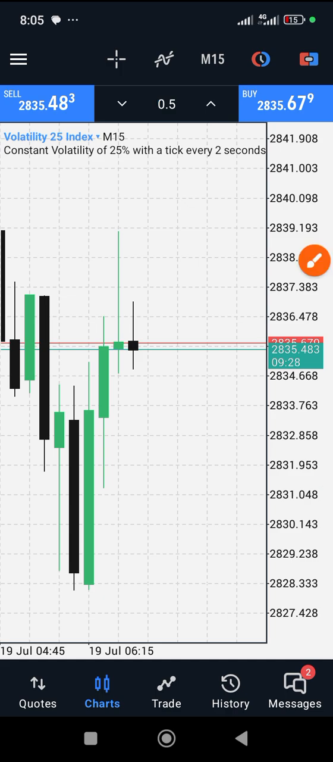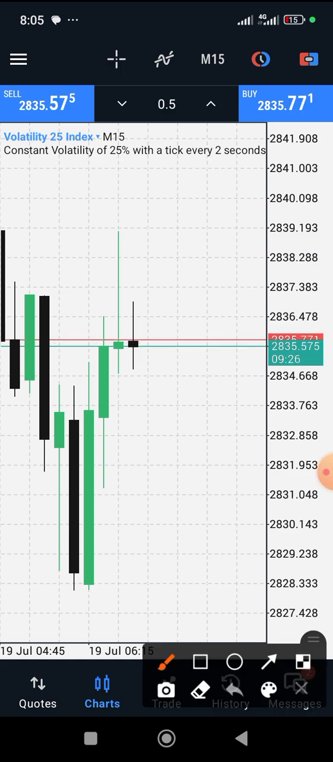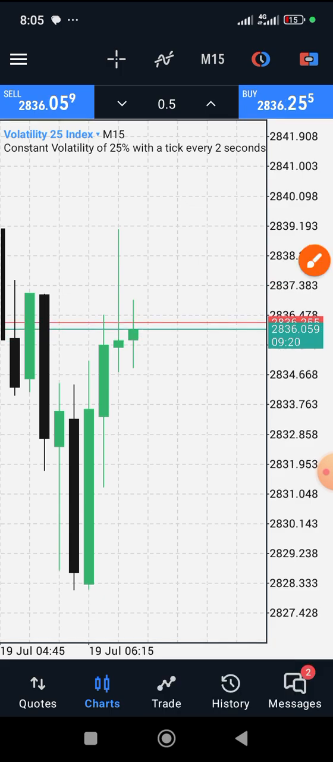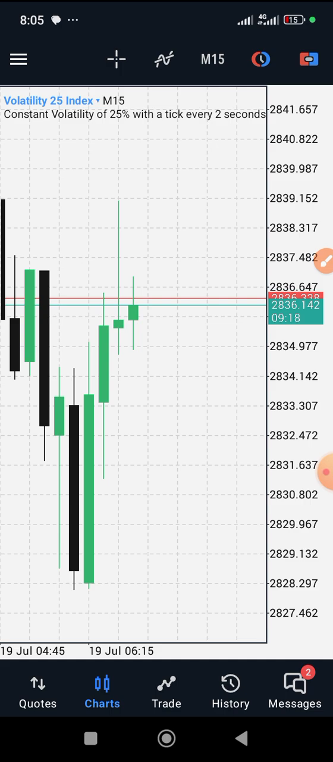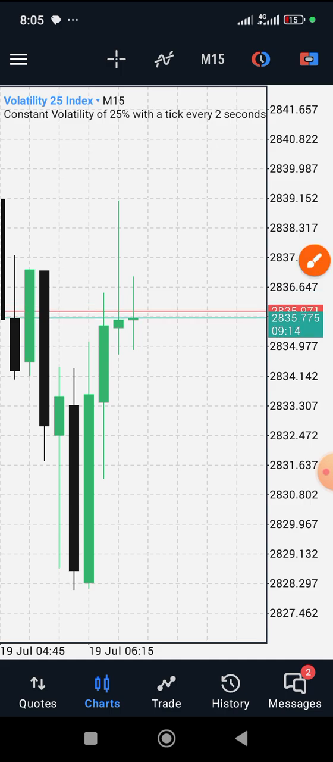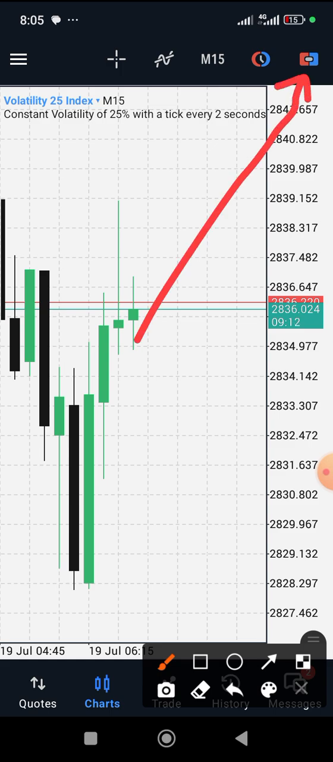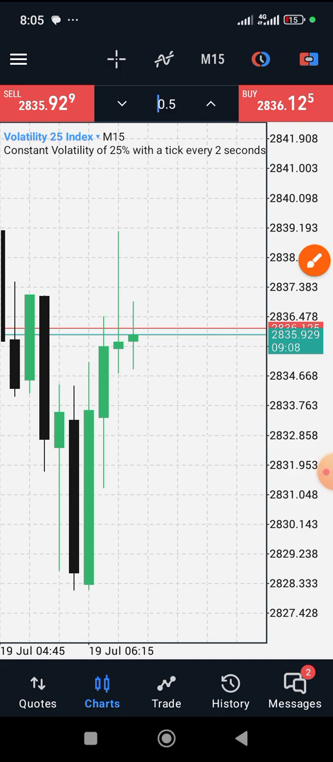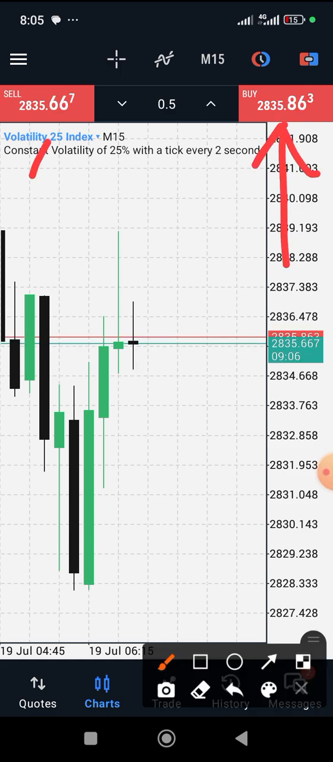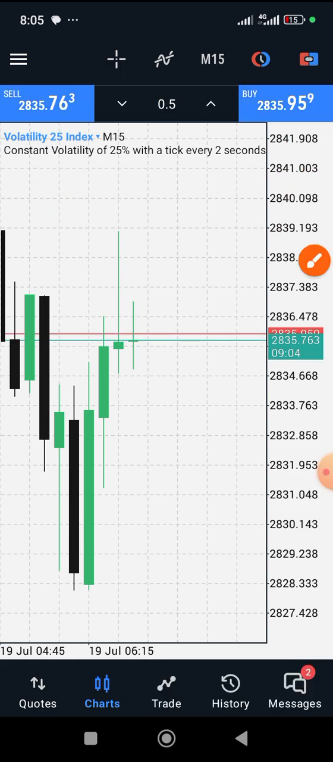And also, if you want to take a trade now, let me just take this back. If you want to open a position instantly, market execution, all you have to do is click on this button at the top right corner of your screen. Then you'll see the buy button and the sell button. So like I said, what do you want to do?